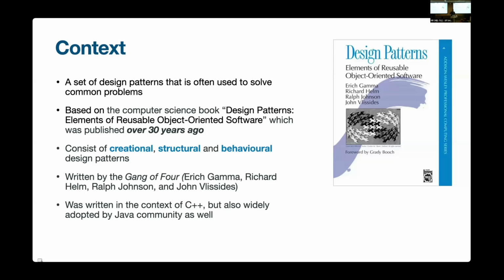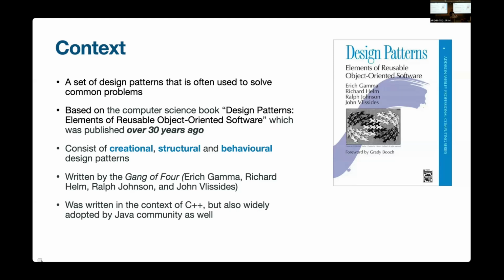I want to give a little bit of context as to where this talk is coming from. It's based on this book. It was released 30 years ago, and it's been a while. The name of the book is Design Patterns, Elements of Reusable Object-Oriented Software. So it talks about object-oriented software design patterns. It has these three different kinds of design patterns: creational, structural, and behavioral. It's written by 4 people, and that's why you call it Gang of 4.